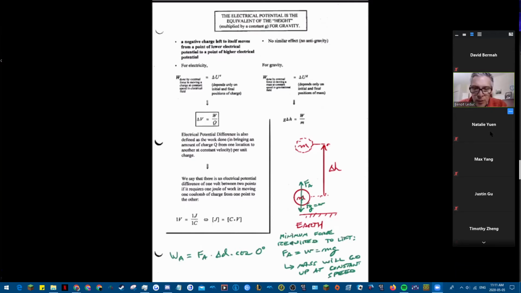Now, cos of 0, of course, is 1. Delta d is nothing else but delta h. This Fa is equal to mg. And what you have here, what is this? Well, this is nothing else but the change in gravitational potential energy, as you go from this height to that height.